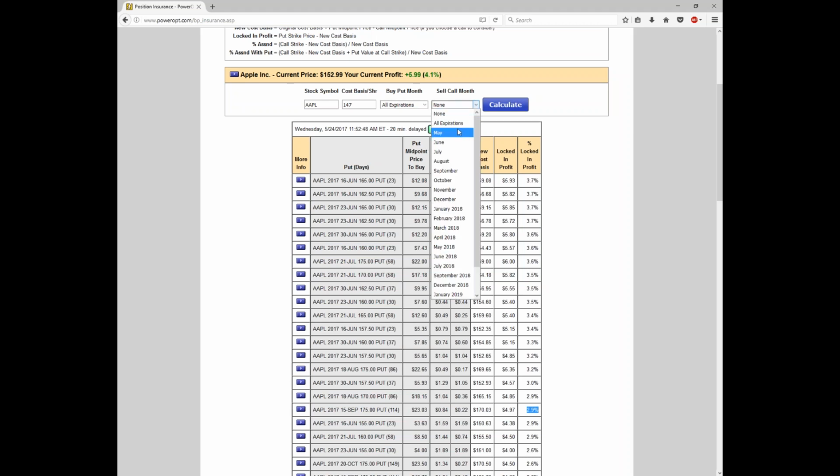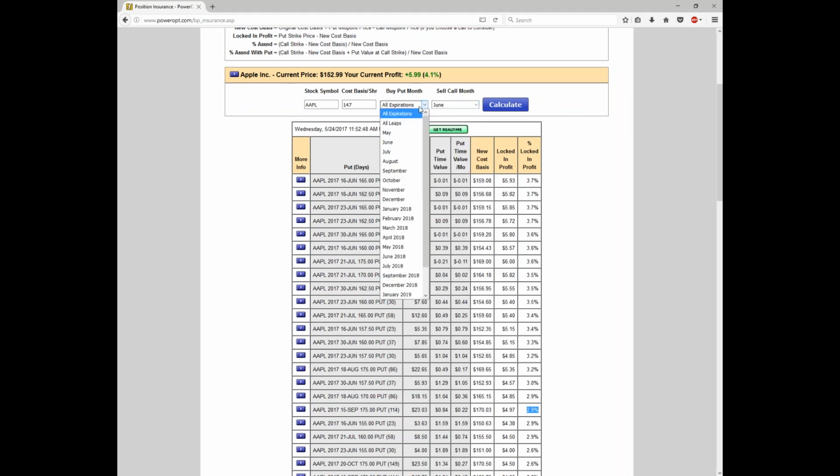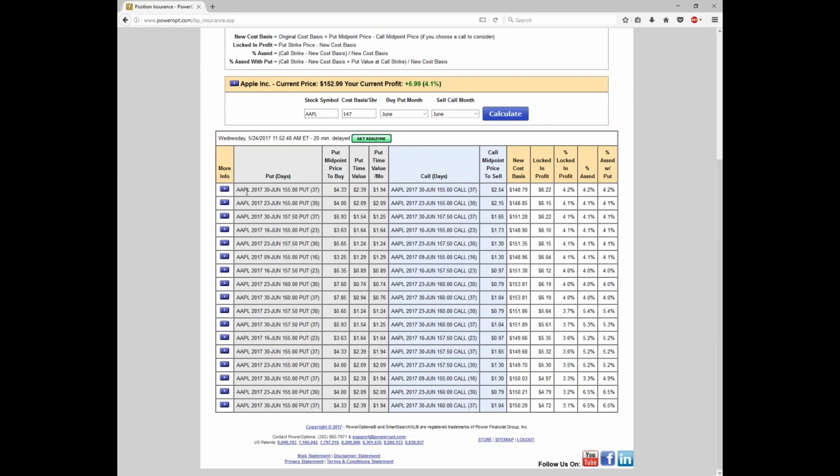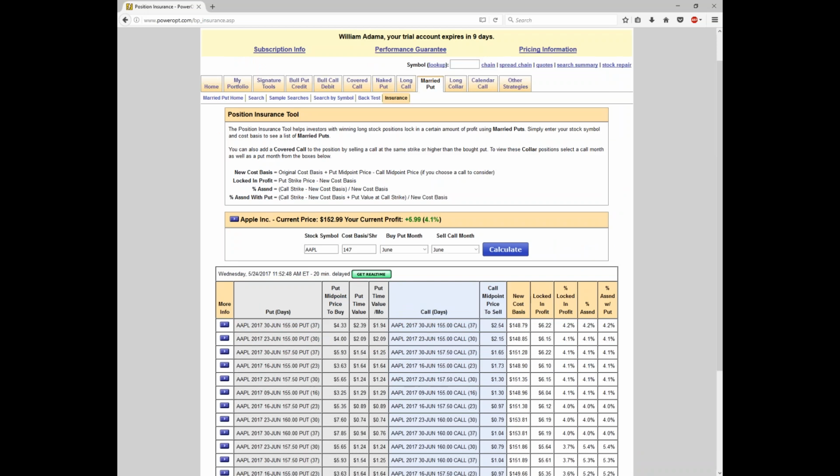But you can also convert this to a collar. So let's say I wanted to go June versus June, or all weeklies versus all weeklies. Here it shows me the collars that give me the best locked-in profit and best assigned return. So even though I have a 4.1% unrealized gain, I could guarantee a profit of 4.2% doing variations of conversions or standard collars on this position, where I could even increase the percent of assigned return higher, but still guarantee a profit as well.